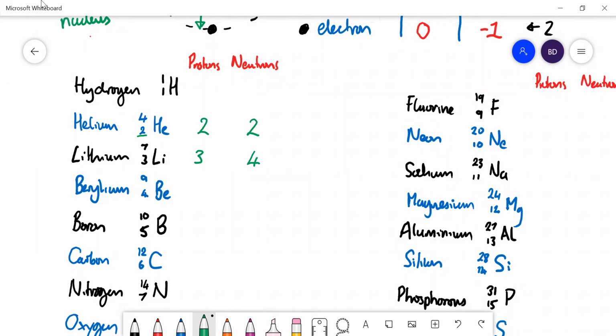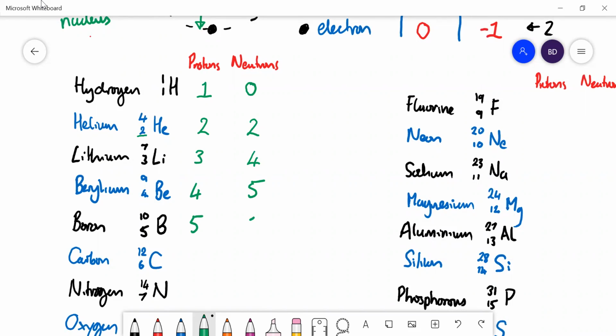I've done hydrogen last because it's a bit of an unusual one. So atomic number is 1, so that's 1 proton. And the number of neutrons, 1 minus 1, so it's got no neutrons. And that's the only element that doesn't have any neutrons in its nucleus. All the other ones do. And we'll just do the first 20, so beryllium, that's going to be 4 protons, that's going to be 5 neutrons. Again, we're just subtracting the atomic number from the mass number.